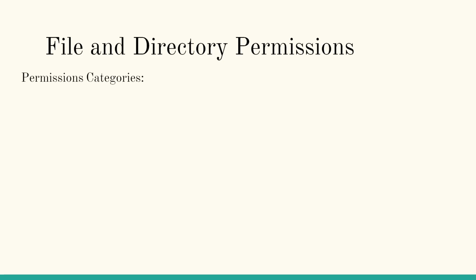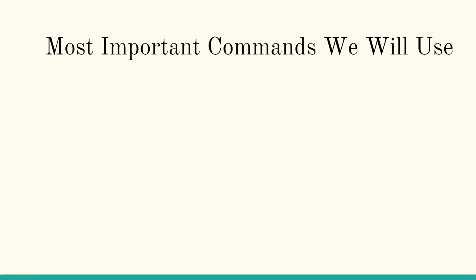Now, the permission categories actually are U, which stands for user or the owner. We have G for the group, and we have O for the others, and A for all, which means the owner, group, other, or user, group, other. So what are the most important commands that we will use? The ls -l, this is to show us a long list format to show what is the current permission for this specific file or directory.